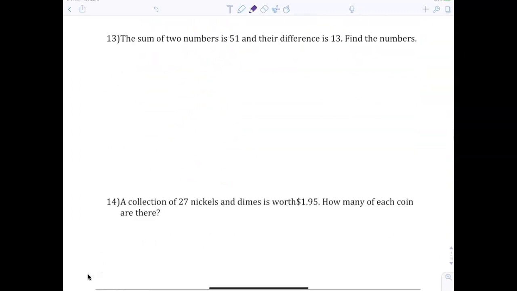Let's look at 13. Now, we've already done this problem, so this should be relatively easy. So I'm going to let Brady do this one since it's an easy one.